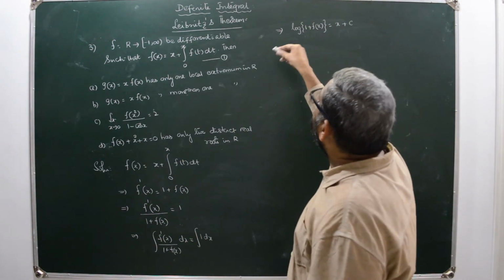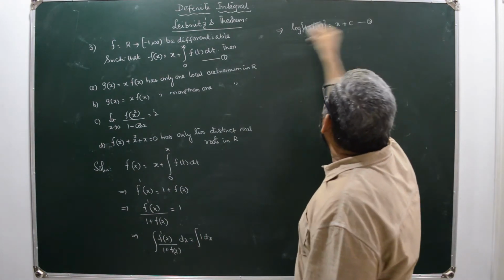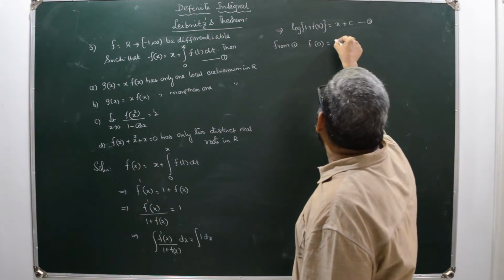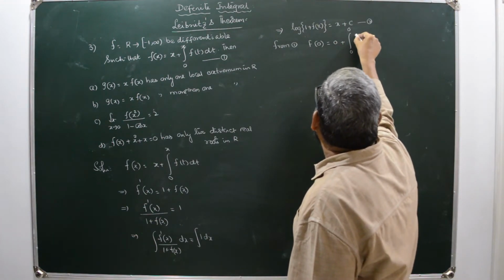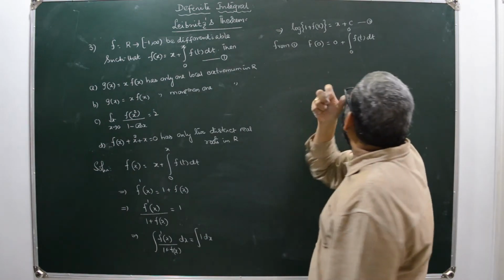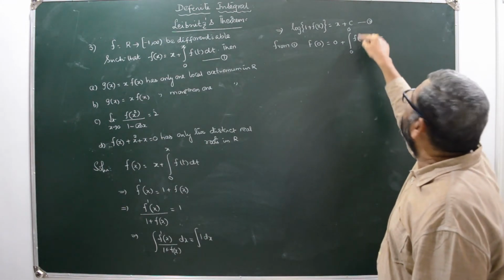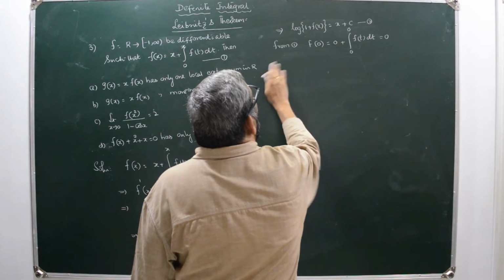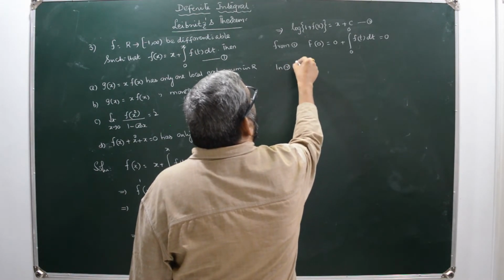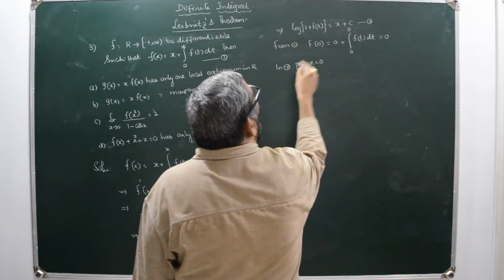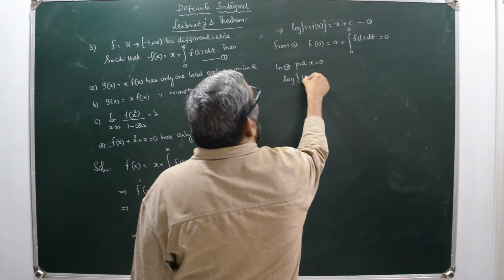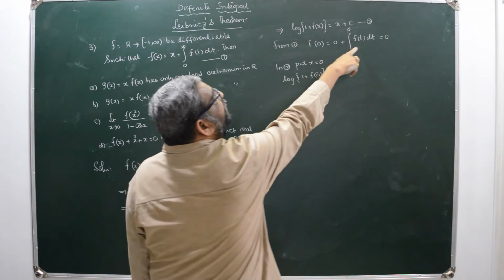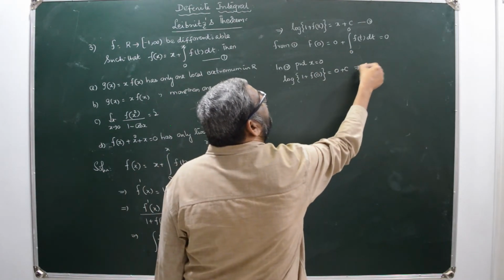I will call this as 2. From 1, f of 0 is equal to 0 plus integral 0 to 0 of f(t) dt. Integral 0 to 0 means this is 0, so f of 0 is 0. Now from 2, put x equal to 0. Log of 1 plus f of 0 is equal to 0 plus c. f of 0 is 0, log 1 is 0, so c is equal to 0.